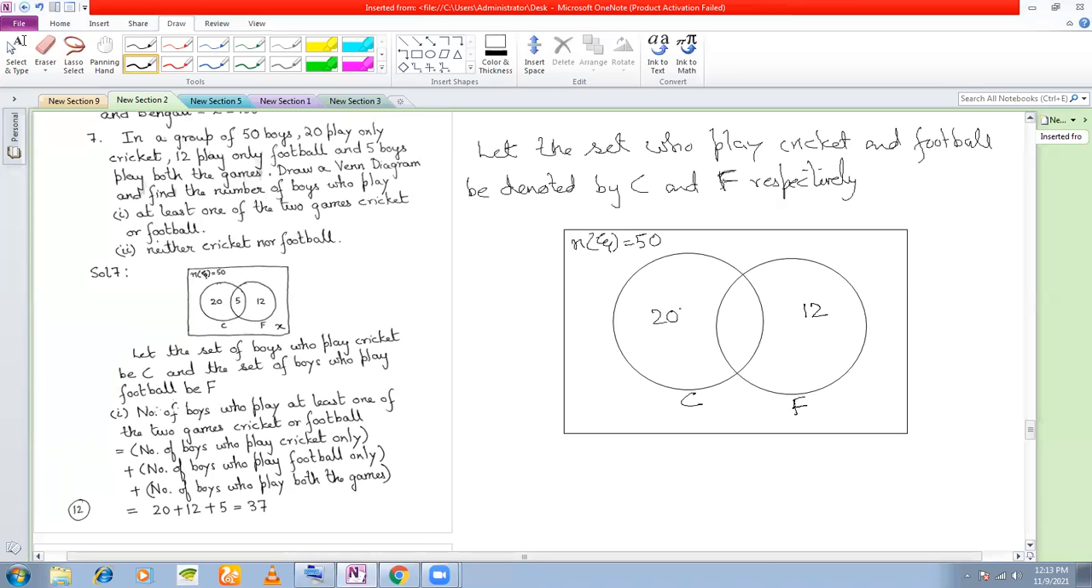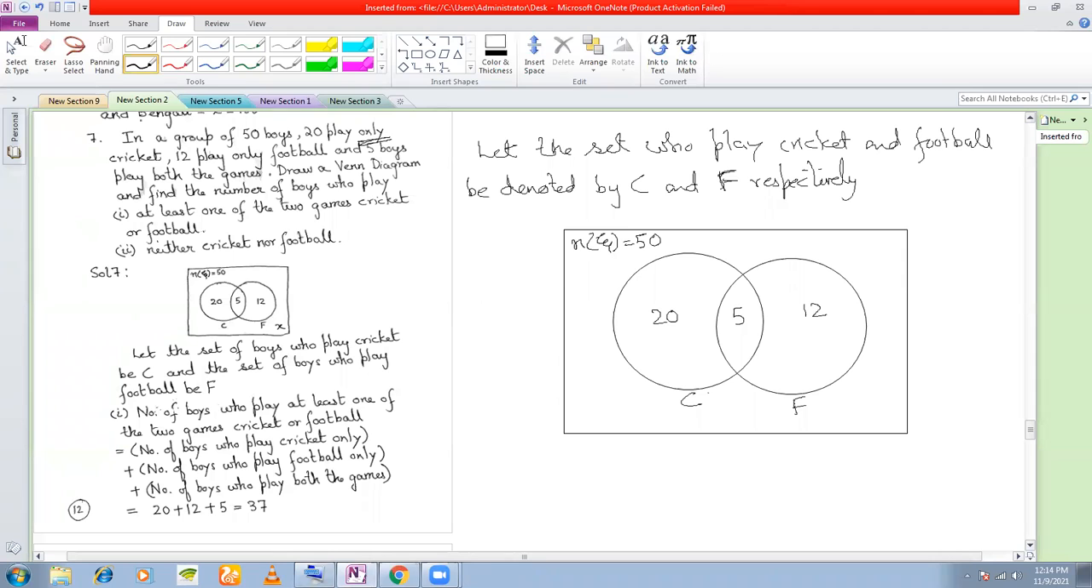And 5 boys play both the games. 5 I can write here, right? See that I did not write anything in bracket here because the word only was here, right? So 20 boys play cricket only. That means they don't play football. They play only cricket, and 12 boys play football only, they don't play cricket, right? So this is how you represent by Venn diagrams. So we have drawn the Venn diagram.